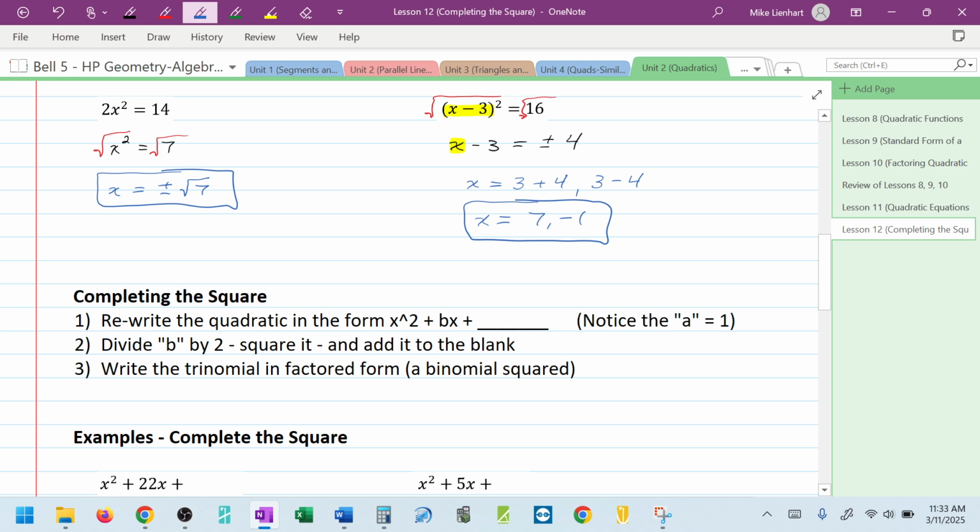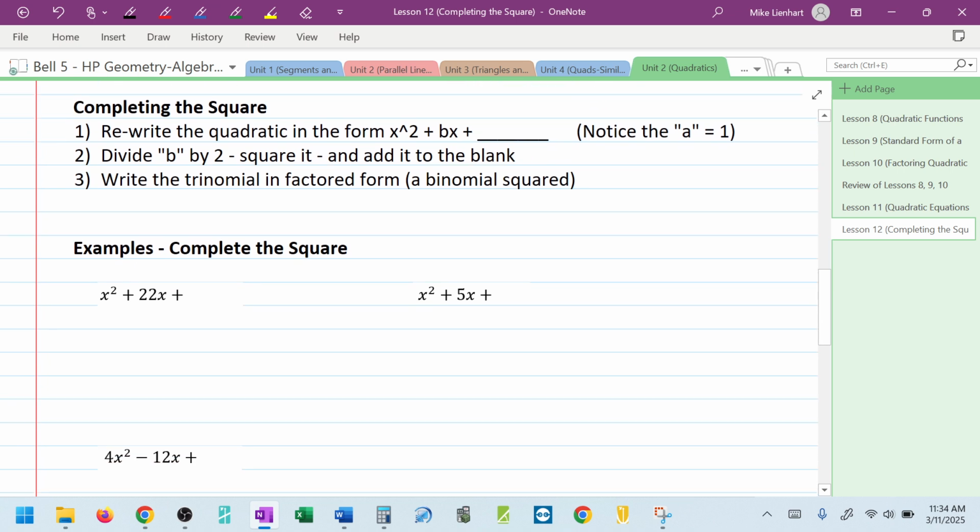Again, why did this technique work? Because we didn't have a b value, like in the previous one where we would have had a b value here, but we had a binomial squared. Now, that's going to be real important down further in the lesson. Okay, so let's move on to the second objective.